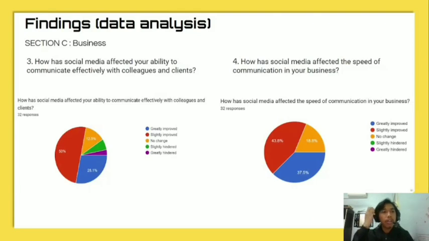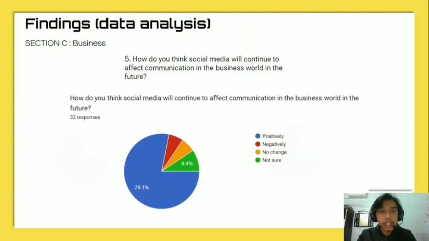For question 3, how has social media affected your ability to communicate effectively with colleagues and clients? 50% answer slightly improved, compared to no change, 12.5%, and greatly improved, which is 28.1%. Number 4, how has social media affected the speed of communication in your business? Most respondents answer slightly improved, which is 43.8%. Lastly, for section C, how do you think social media will continue to affect communication in the business world in the future? Most respondents answer positively, which is 78.1%.